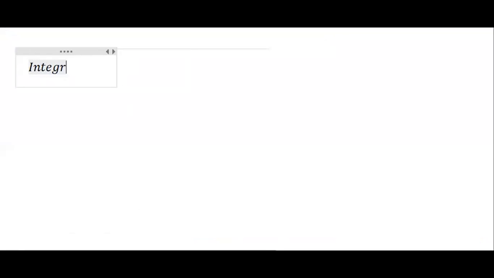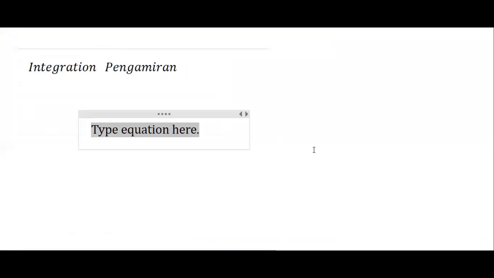Okay, we talk about integration. What actually is integration? Why we need to do integration? Kenapa kita nak buat pengamiran? Ada beberapa kita punya fungsi.